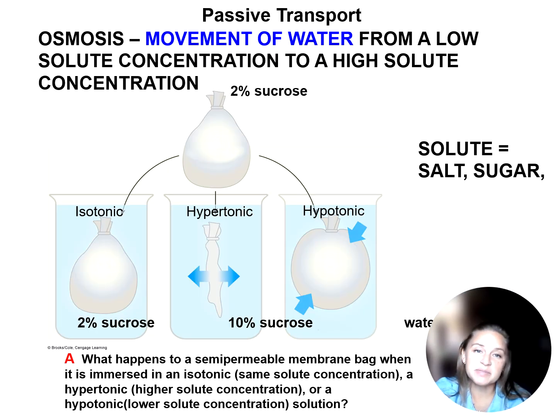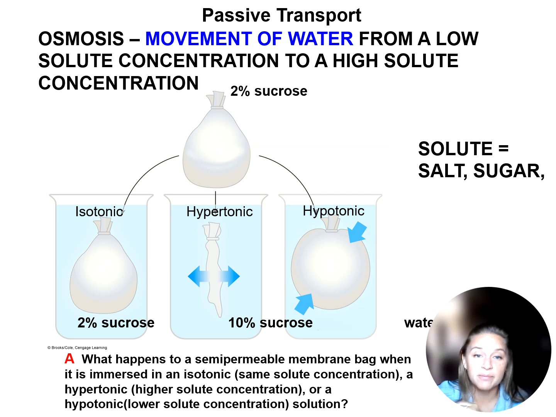Another example, a specific example of passive transport, is osmosis, which is just specific to water. So it's diffusion, but just for water. And it's the movement of water from a low solute concentration to a high solute concentration. So in this example, if we have this 2% solution, and it is in this picture where it says isotonic. Iso is a word that means same. So that means it has the same concentration of sucrose on the outside as it does on the inside. So it's just equal concentration, equal moving back and forth.